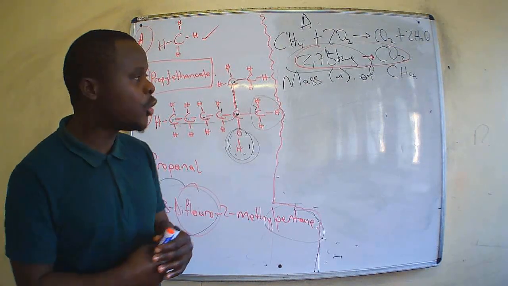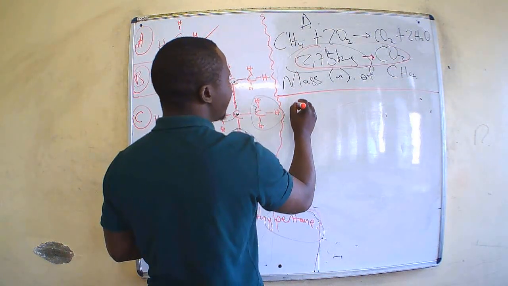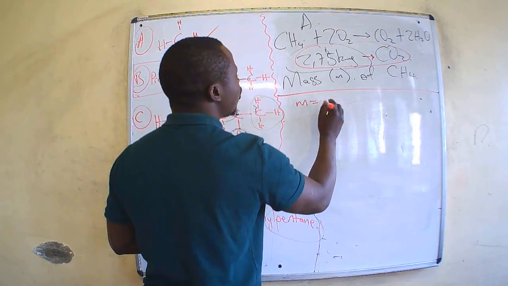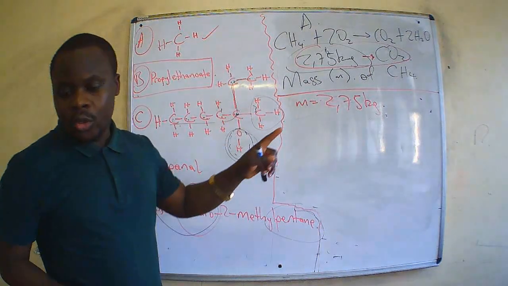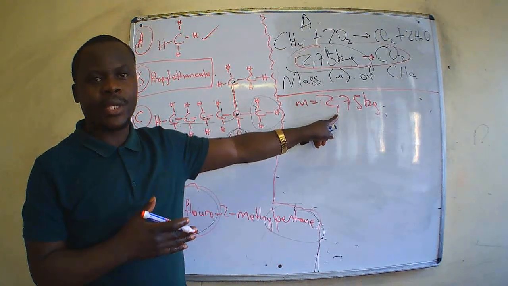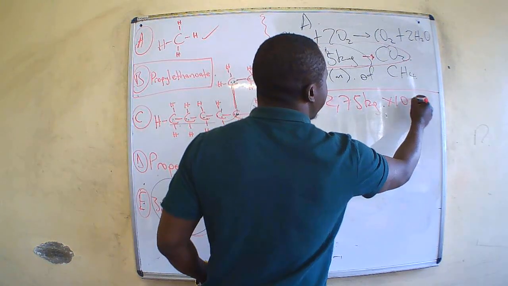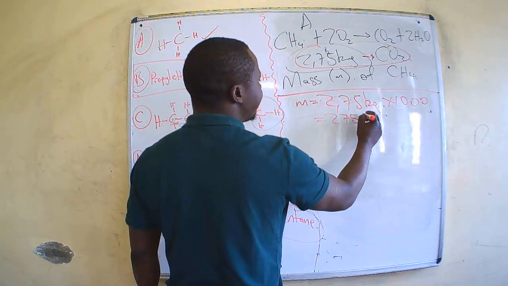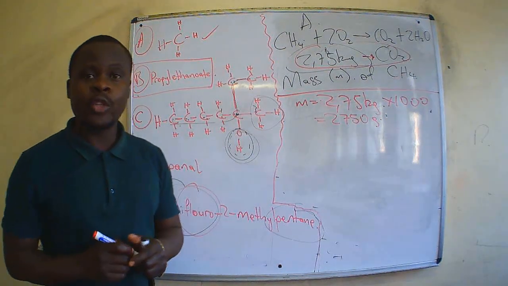Step number 1 is to use the given information. The given information is that we are given small letter m, which is 2,75 kgs. So we must convert from kgs to grams. How do you convert? We multiply by 1,000. It's going to be 2,750 grams.